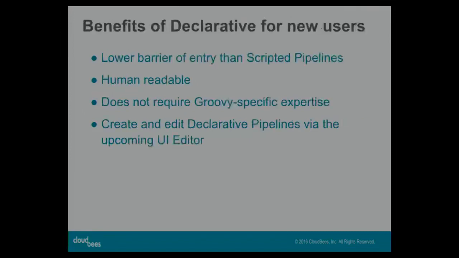So the way we see declarative, the reason for declarative is we want to have benefits for both new users of Pipeline and existing users of Pipeline. I'm going to touch on the new user reasons first, and I think these don't just apply to new users, but they're particularly relevant there. Declarative has a lower barrier of entry than scripted pipelines. It's not just throwing you at a blank text editor and saying, here, write a Groovy script to run my build.